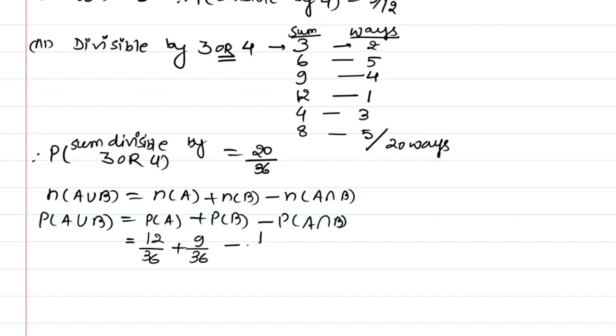Minus, there is only one number, that is 12, which is divisible by both 3 and 4, so it is 1 by 36. That gives me the answer as 20 by 36. So this is another approach of solving the question.